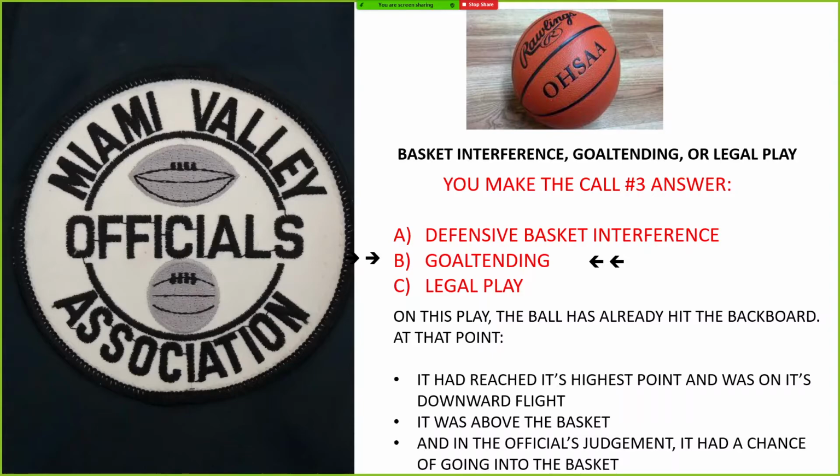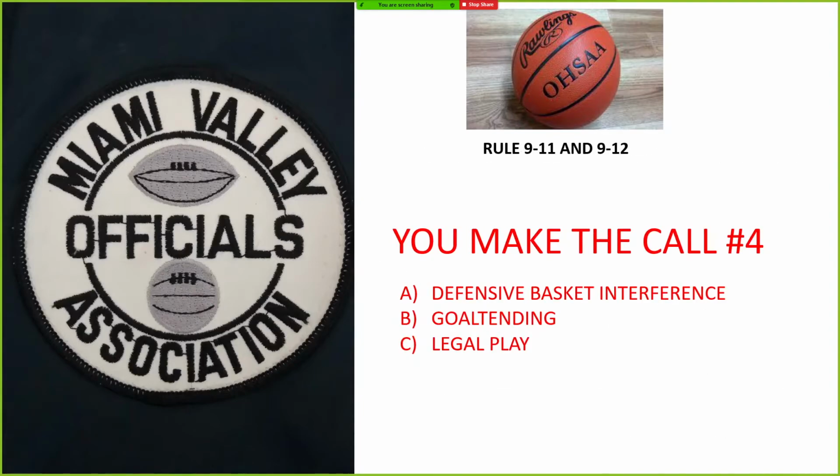Larry, help us make the call. Thanks, Bump. Rules 9-11 or 9-12. You make the call number 4. Is it A, defensive basket interference, B, goaltending, or C, legal play?